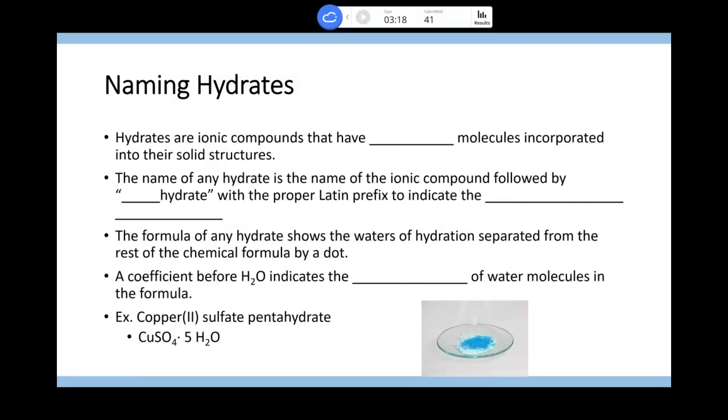This is what it looks like. It's like a little blue powder. So these are hydrates. Hydrates are ionic compounds that have water molecules incorporated into their solid structures. The name of any hydrate is the name of the ionic compound followed by a Latin prefix and then the word hydrate. The Latin prefix indicates the number of water molecules.